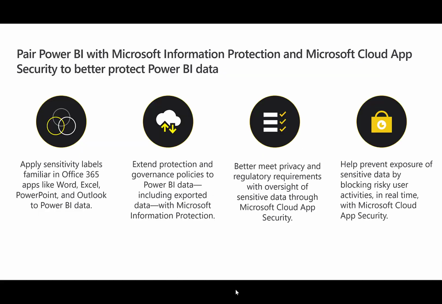And just as a summary here, you can apply those labels and they cross beyond Power BI into Office 365 and things like Word and Excel and PowerPoint and Outlook and things you might use in Teams. You can add additional governance policies to your Power BI data. It can allow you to better meet regulatory requirements by having oversight of how that sensitive data is being used, so you can still leverage your data and allow users access to the data rather than having to absolutely block all types of reporting. And then the Cloud App Security also gives you some real-time monitoring capabilities.